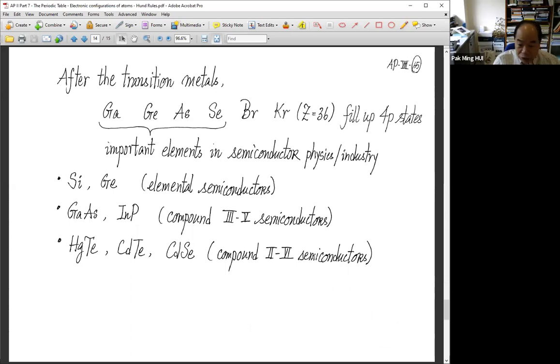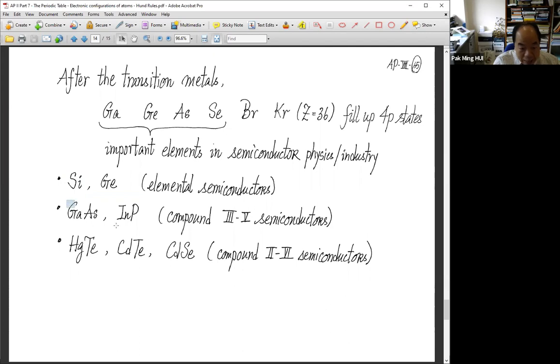And then after the transition elements, we will encounter a lot of very useful things: gallium, germanium, arsenic, selenium. So they are useful in the semiconductor industry. Germanium, on top of it is silicon. So these two are the most important elemental semiconductors. Much money has been generated. The most useful material on Earth, sand, basically. You take sand and then remove the oxygen, you get very good silicon.